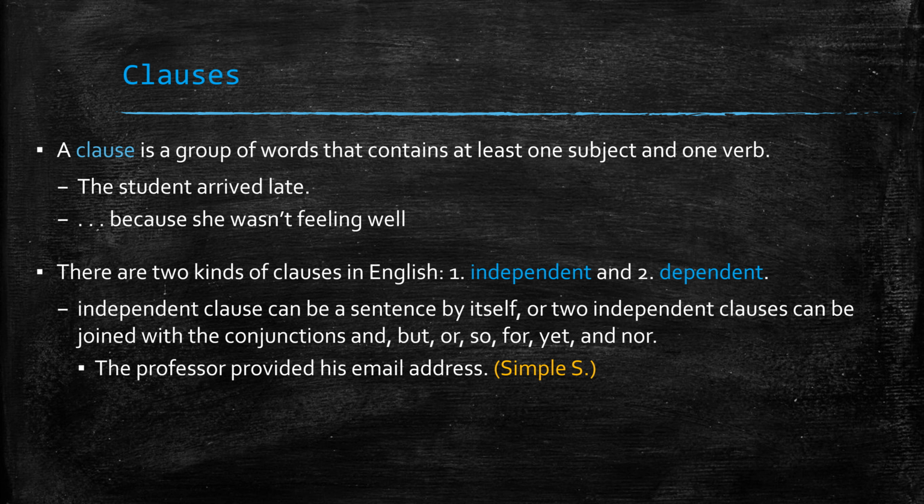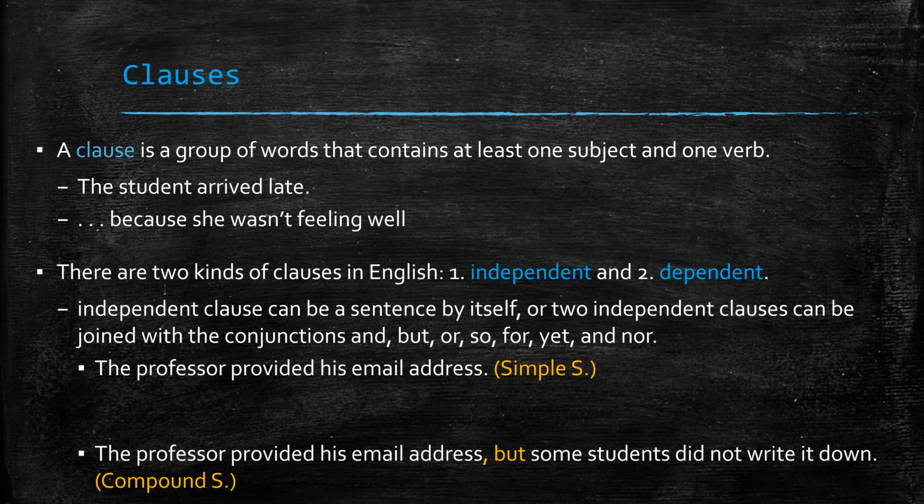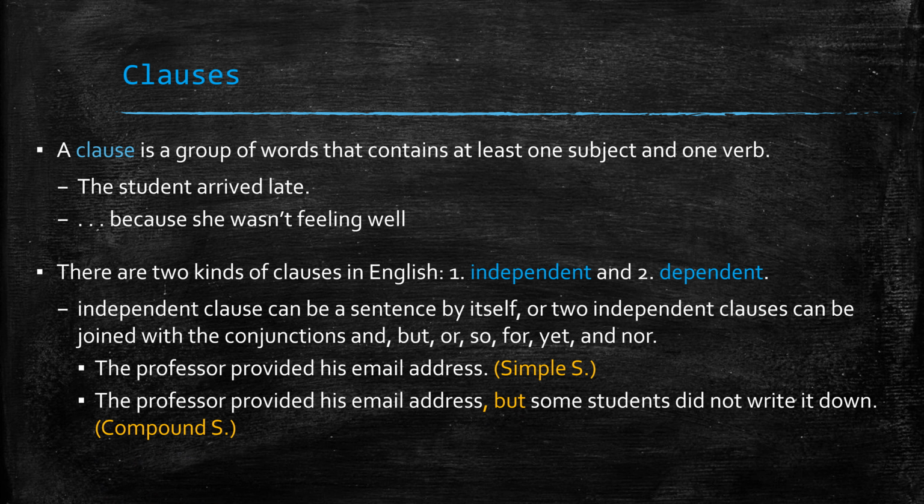The professor provided his email address. Well, this is an independent clause and also a simple sentence. The professor is our subject, provided is our verb, his email address is our object. So, the professor provided his email address, comma, but some students did not write it down. So this is our compound sentence, and we have a conjunction, which is but, one of the FANBOYS.